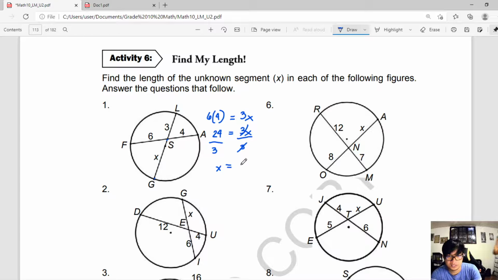Okay, this is the answer. 8 units. Since it has no unit, let's just add the word unit. 8 units. Okay, let's proceed with number 2.